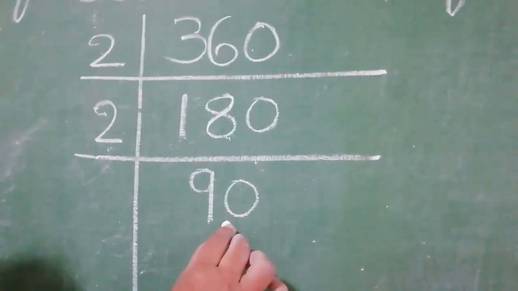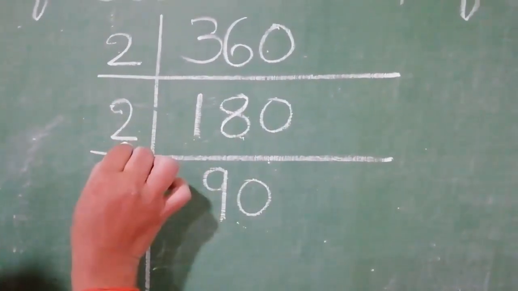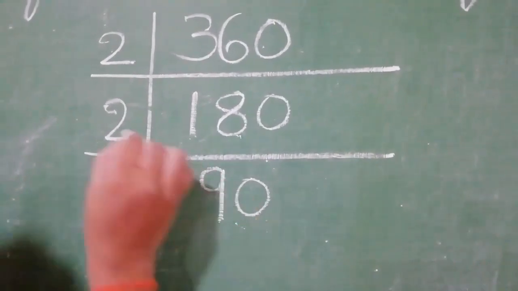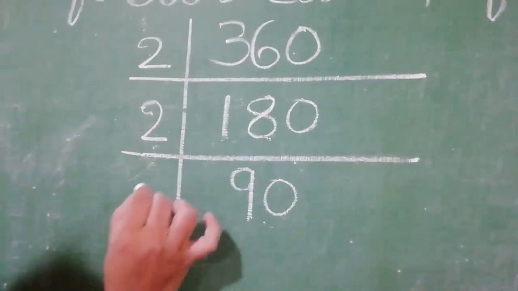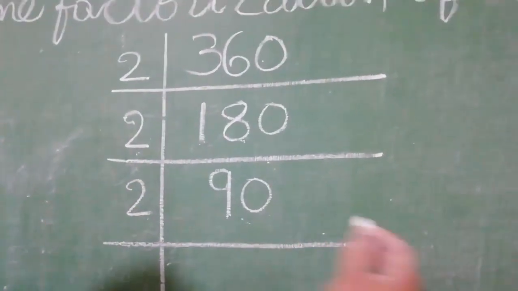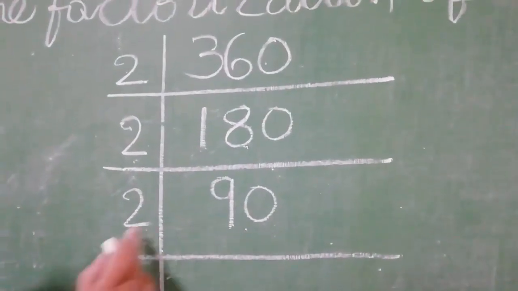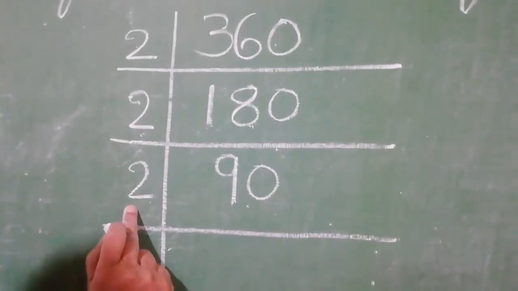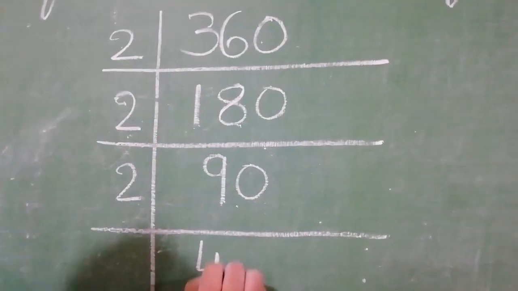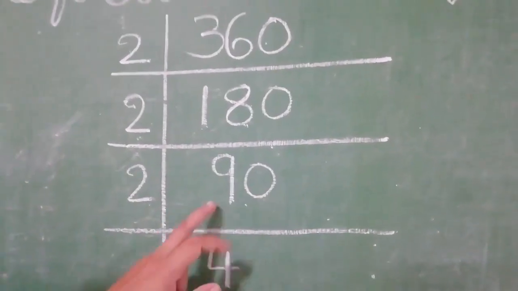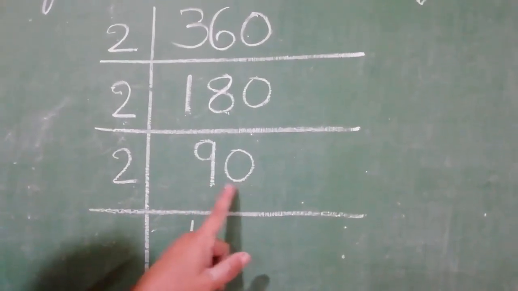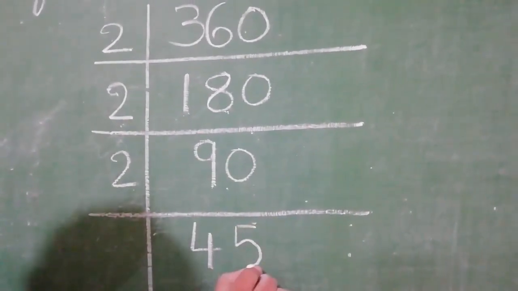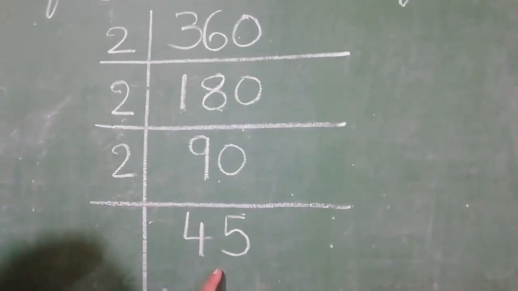Now, is the number 90 divisible by 2? Yes, the number ends with 0, so it is divisible by 2. Again, we take 2. How many times does 2 go into 90? Check it. 9 divided by 2: 2 4s are 8. 9 minus 8, 1. 1 0, 10. 2 5s are 10. Now the quotient is 45.